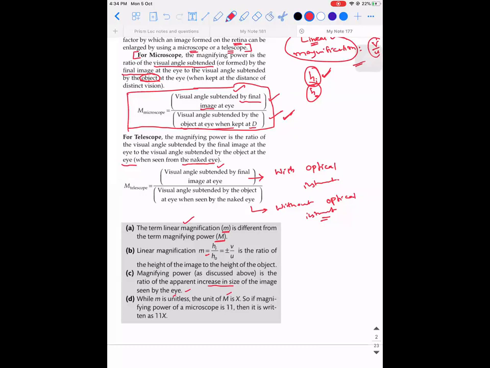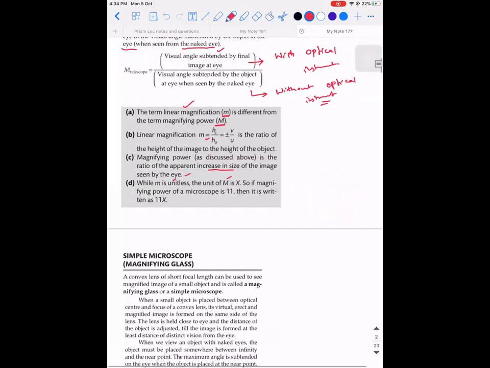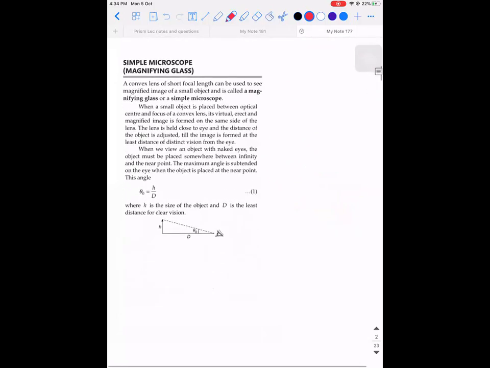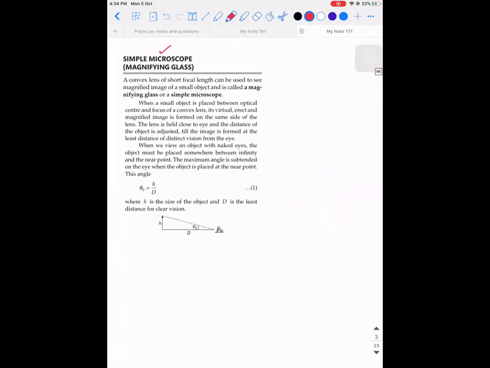For example, your cameras also have this principle. You try to zoom in and zoom out, right? When you try to capture an image, that is the magnifying power of that particular camera. Okay. So keeping all these points in mind, we are going to see what is simple microscope. Somebody asked me simple microscope and magnifying glass. They both are the same.